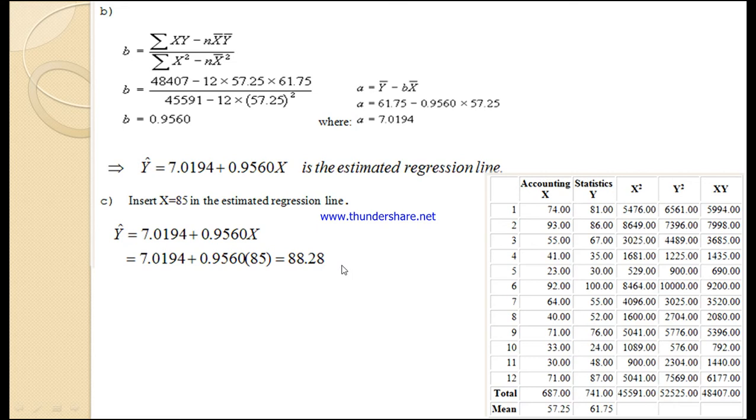This is the way by which we can calculate the constant term, the y-intercept a, and b, at the same time the way by which we can derive the estimated regression line equation, and the way by which we can also determine the estimated value of the dependent variable when the value of the independent variable is given to us.